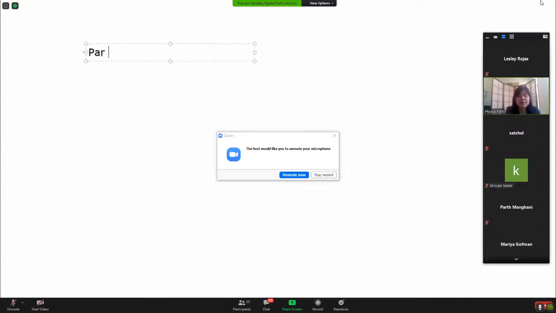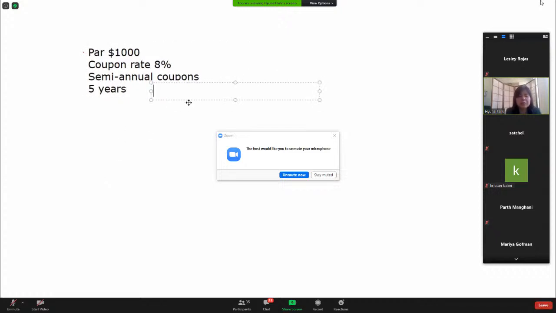So par value, I can write down the par, 1,000, and coupon rate 8% and semi-annual coupons, 5 years maturity. So what's the present value? The present value is the bond price. So if I ask you to calculate the bond price, what are you going to do?